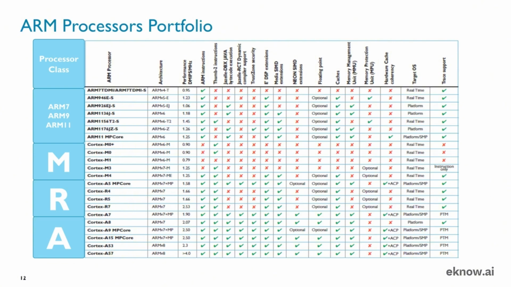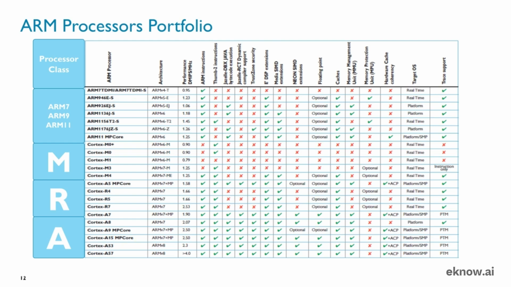Another critical pair of columns are Memory Management Unit, MMU, and Memory Protection Unit, MPU. An MMU is essential for running complex operating systems like Android or Linux because it manages virtual memory. As you'd expect, all the Cortex-A processors have an MMU. The Cortex-M processors, on the other hand, often have an MPU instead. An MPU is simpler. It doesn't manage virtual memory but protects certain memory regions from being accidentally overwritten, which is vital for reliability in embedded systems.